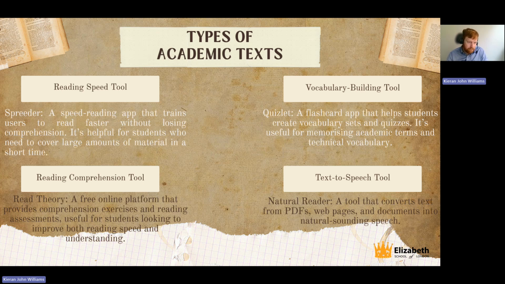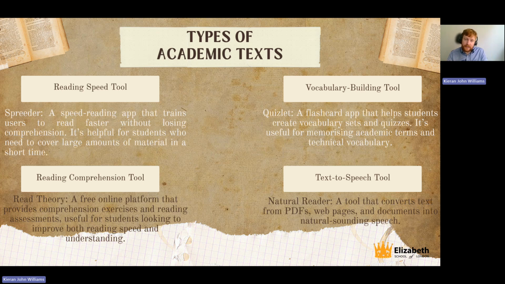Okay, so speed reading tools. The first one we have here is Spreeder. Spreeder gives you some little texts and some little activities. They give you time limits, and they are all there to help you read more quickly. Some students have noticed that it is helpful if you really want to read big pieces of text in a short time and to understand them, of course.